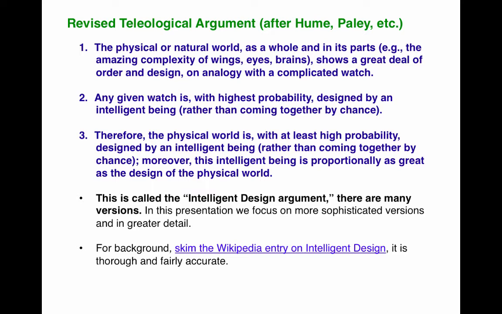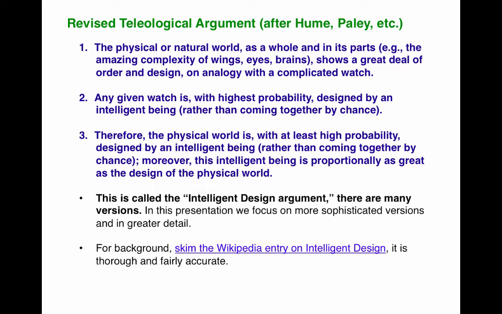The physical or natural world as a whole and in its parts, for example, the amazing complexity of wings, eyes, brains, shows a great deal of order and design, on analogy with a complicated watch. Any given watch is, with highest probability, designed by an intelligent being, rather than coming together by chance. Therefore, the physical world is, with at least high probability, designed by an intelligent being, rather than coming together by chance. Moreover, this intelligent being is proportionally as great as the design of the physical world. This is called the intelligent design argument.